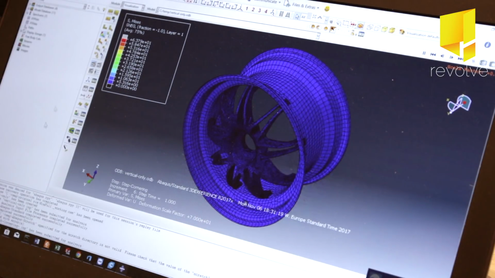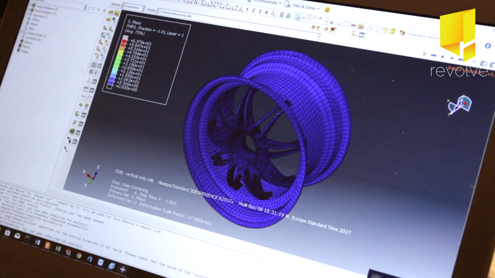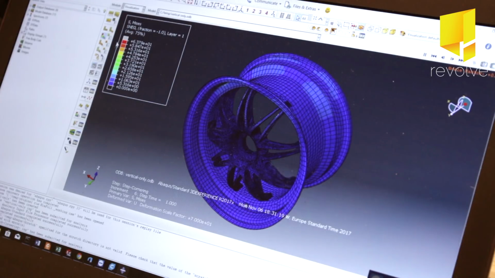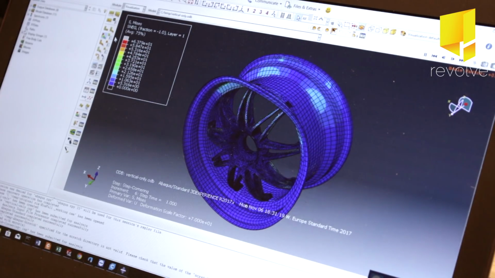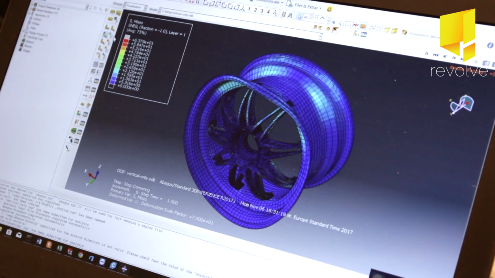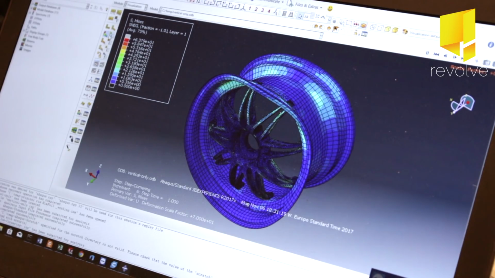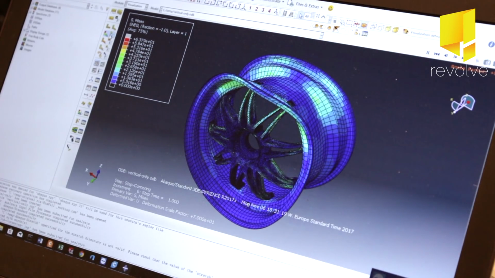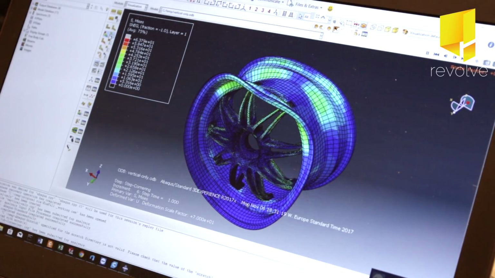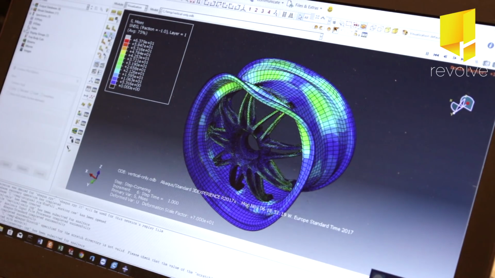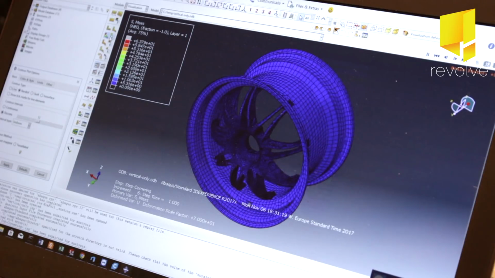So here in Revolve, we have really many nice tools to help us in development of our race car products. For rim design, we have a couple of really important ones. First of all, we use Abaqus for finite element analysis. This is to validate the strength and also stiffness of our designs.